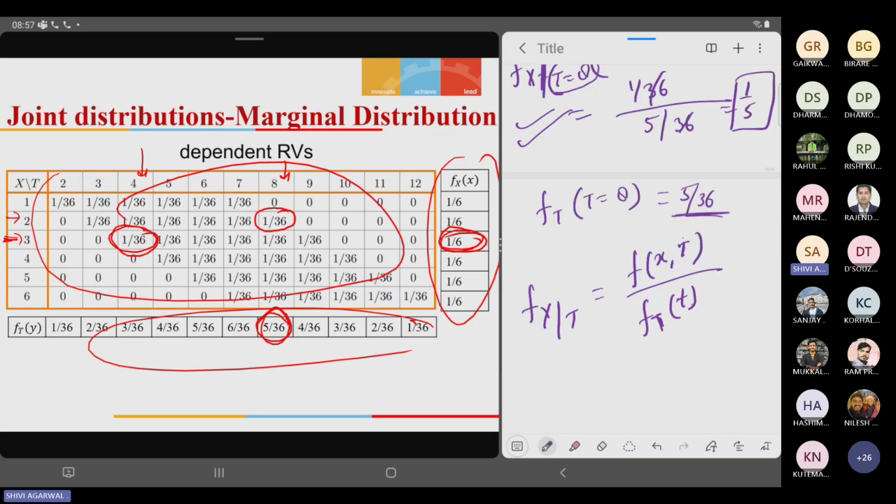Either the table is given or you have to calculate the table. Because if an experiment is given, based on that experiment you have to create the table. Otherwise the table is given already. Yes, the table is standard, but it depends on the question.